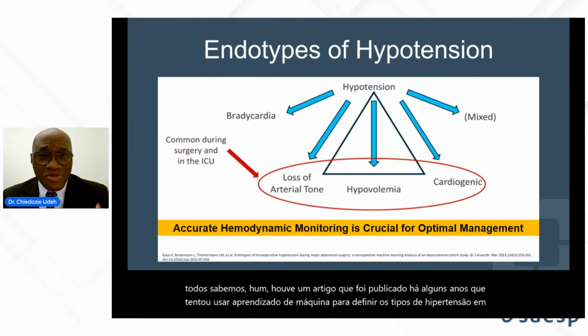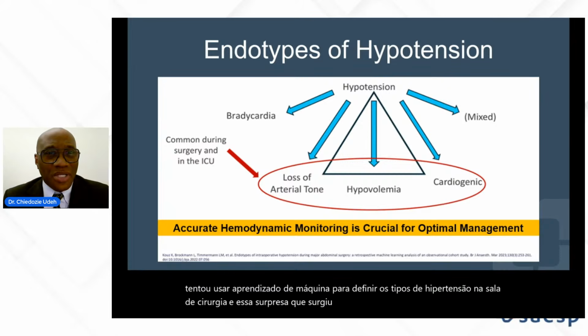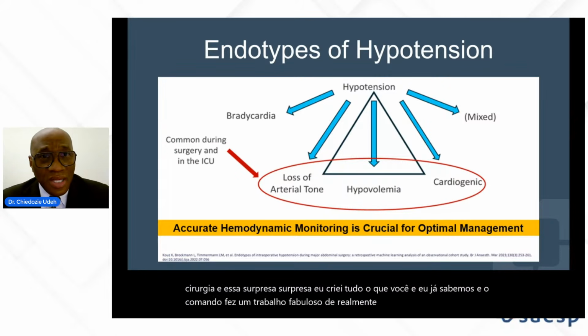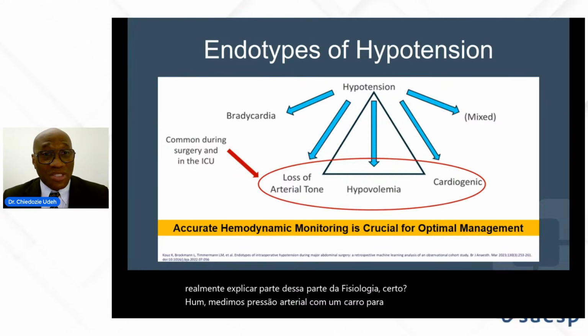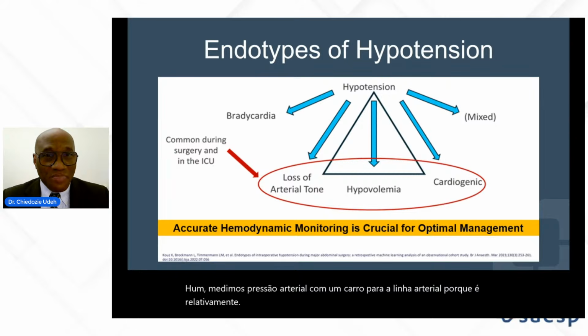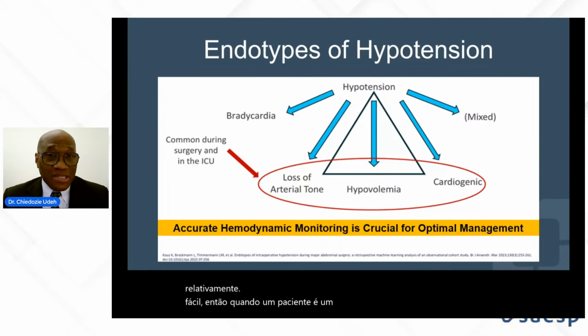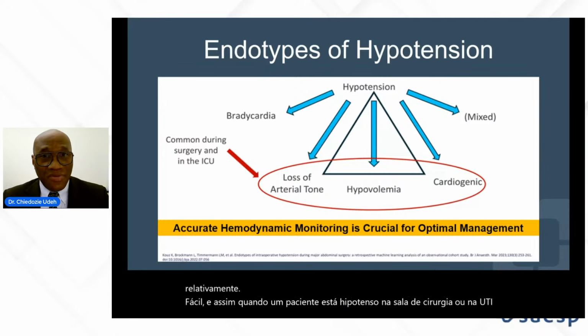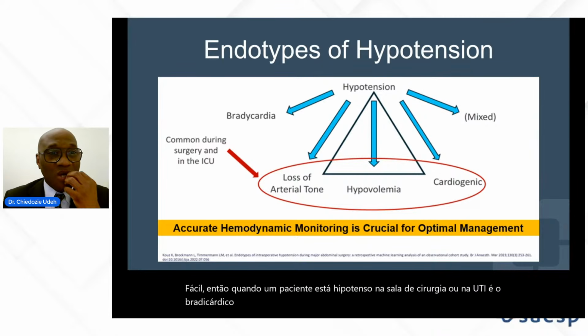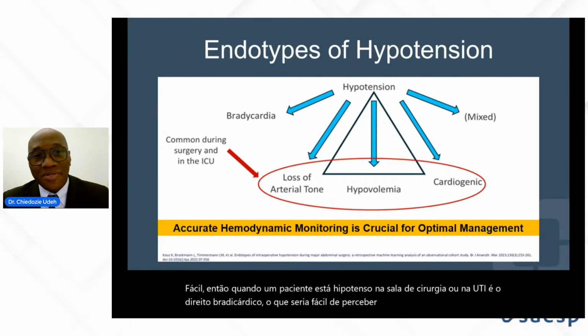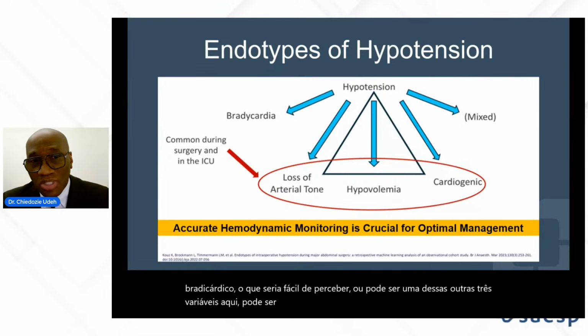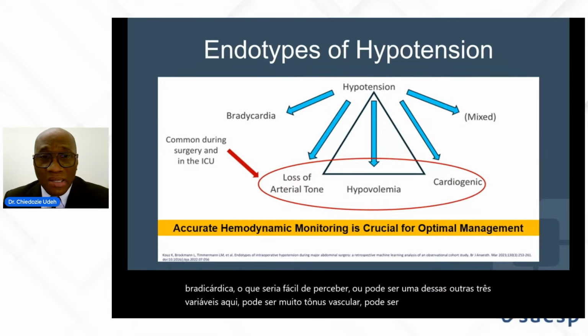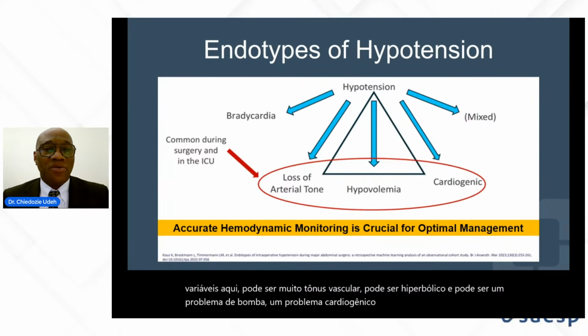And surprise, surprise, it came up with everything that you and I already know. And Dr. Manning did a fabulous job of really explaining some of that pathophysiology, right? We measure blood pressure with a cuff or with an arterial line because it's relatively easy. And so when a patient's hypotensive in the operating room or in the intensive care unit, it's either they're bradycardic, right, which would be easy to tell, or it could be one of these other three variables here. It could be loss of vascular tone, they could be hypovolemic, and it could be a pump problem, a cardiogenic problem, right? Or it could be a mixture of all of these.